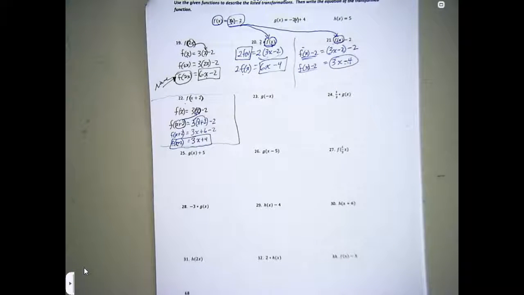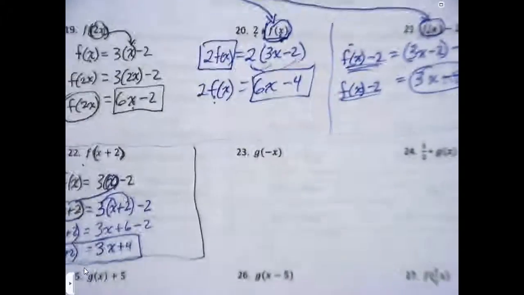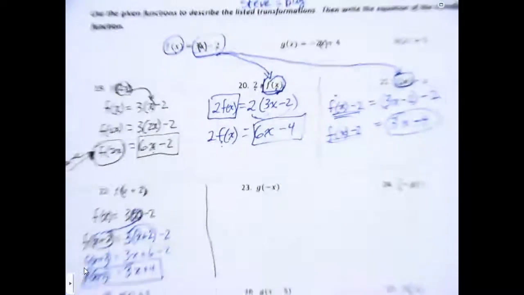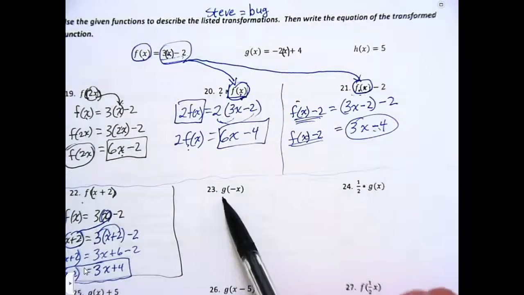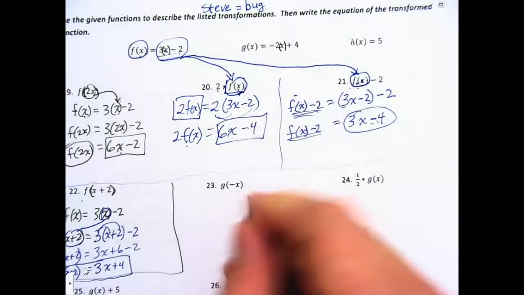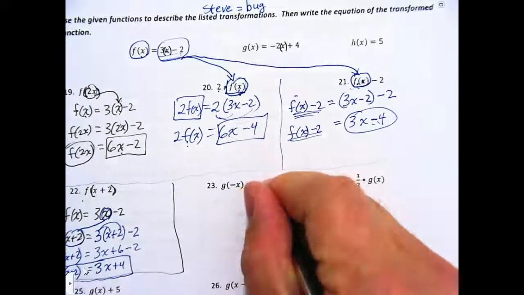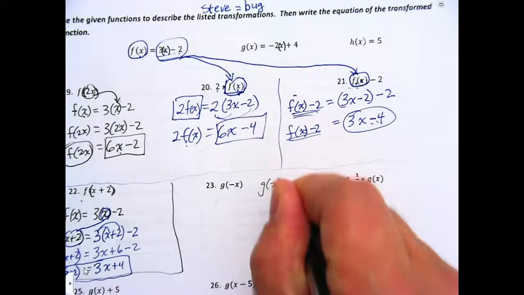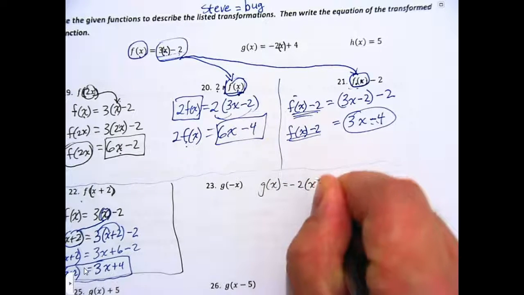So yesterday we did those first four as a class. You're supposed to finish up these other ones. Let's go ahead and just kind of go through them, make sure we're good. So g of x. Since we have g here, we're using the g of x equation. I'm going to rewrite the g of x equation just next to it. So we have it: g of x is equal to negative 2 times x plus 4.